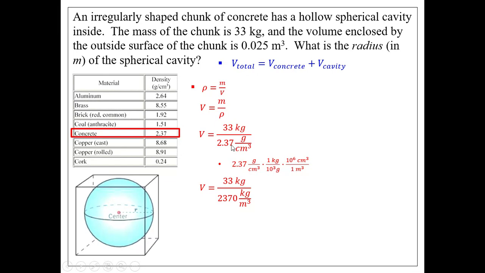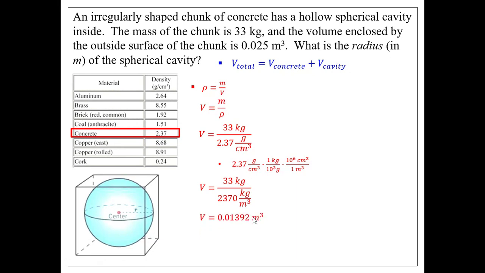Okay, so the only thing different here is that I left the mass in kilograms, and I converted the unit for density for concrete from 2.37 grams per centimeter cubed to kilograms per meter cubed. Hopefully you didn't get lost there. All right, on that, notice I have kilograms on top, kilograms on the bottom, and my volume here is in units of meters cubed, which is what I need because the question asks for the radius in meters anyways.